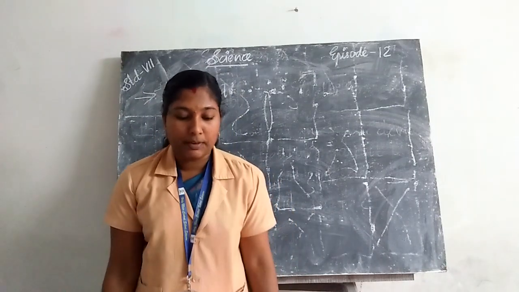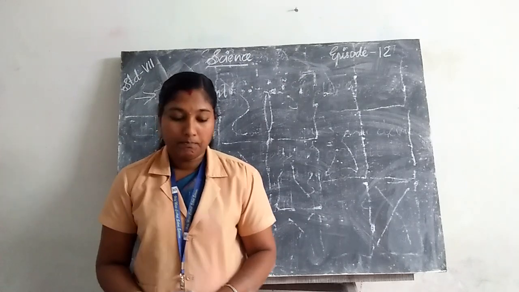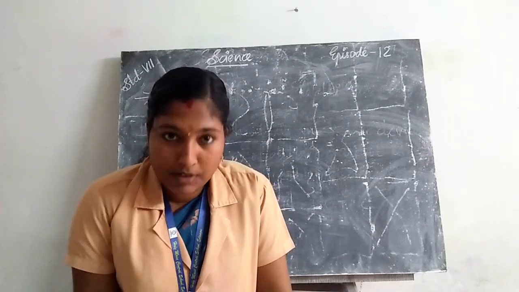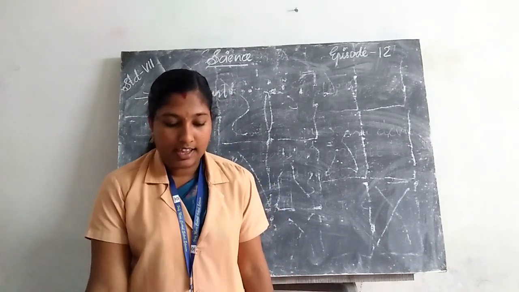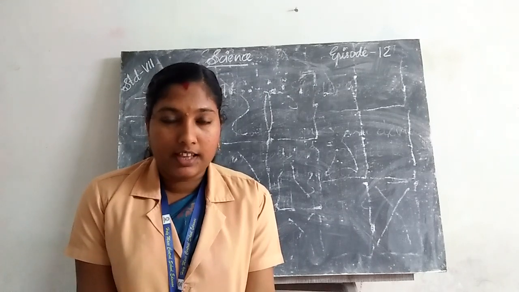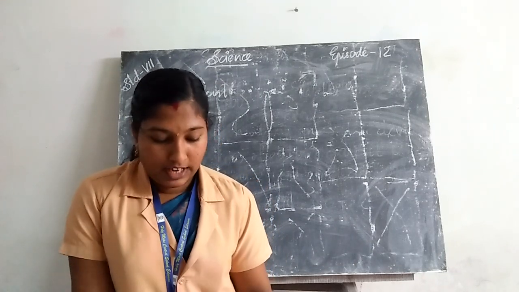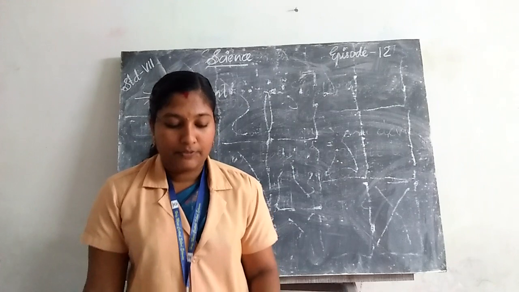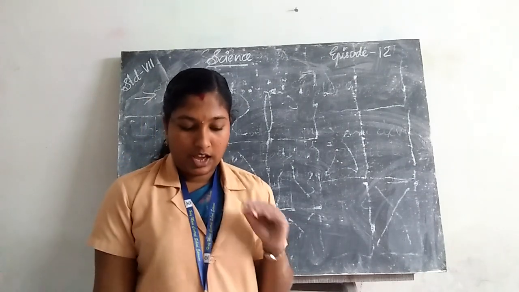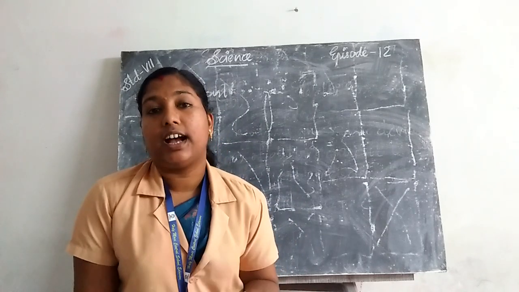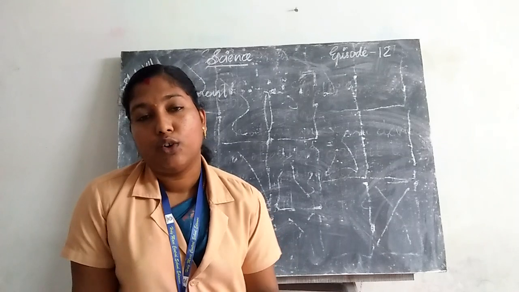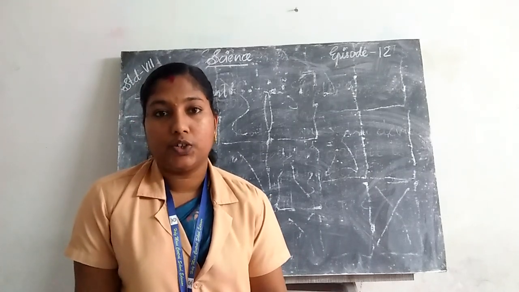The elements of some electrical appliances become so hot that they are easily visible. For example, the filament of a bulb. The filament of an electric bulb gets heated to such a high temperature that it starts glowing. All of you understood?